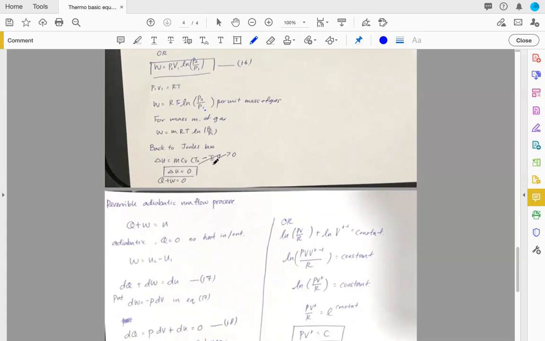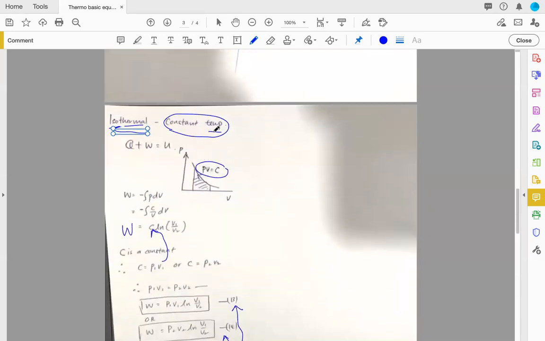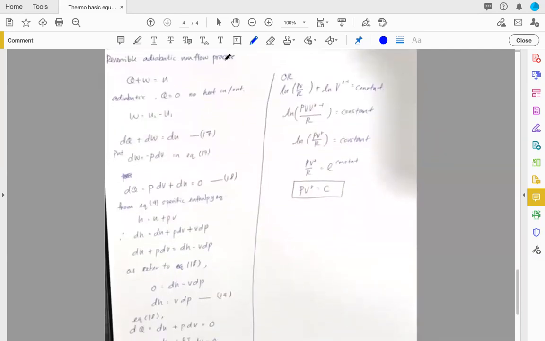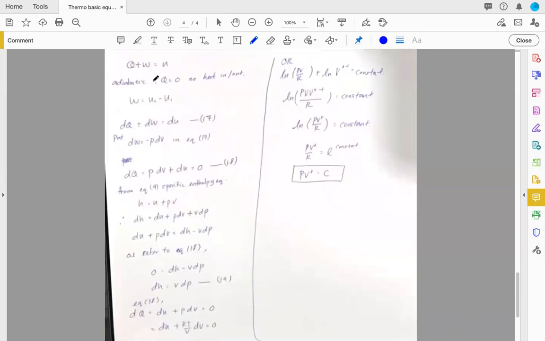Because this is isothermal, the temperature change is equal to 0 and our delta U, internal energy, is equal to 0 for isothermal. Okay? What about the adiabatic non-flow process? For adiabatic, we know that Q equals 0, no heat in and no heat out. So our work equals U2 minus U1.